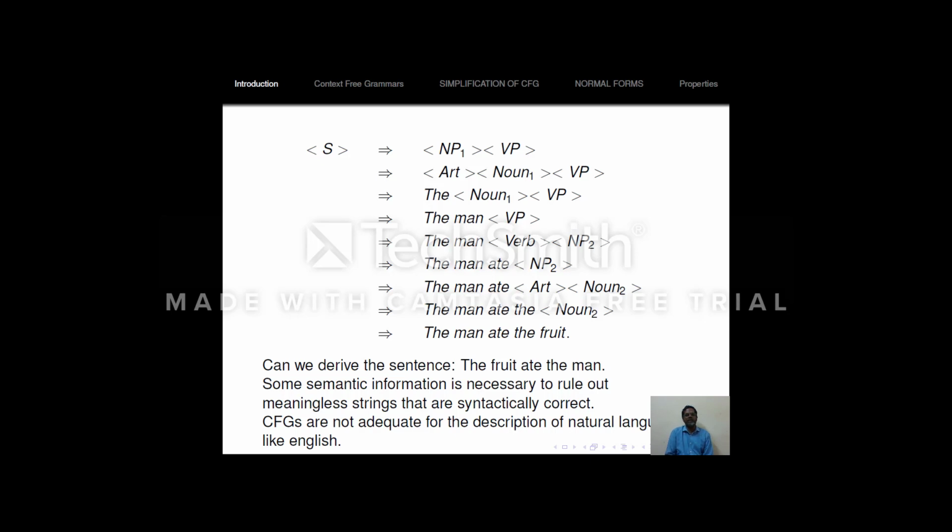that are syntactically correct. So now, in that sense, CFGs could not capture the description of natural languages like English. So the main intention of Chomsky was to capture this mathematically, but he was not able to do so. Apart from this, we'll focus the discussion on the context-free grammar now.